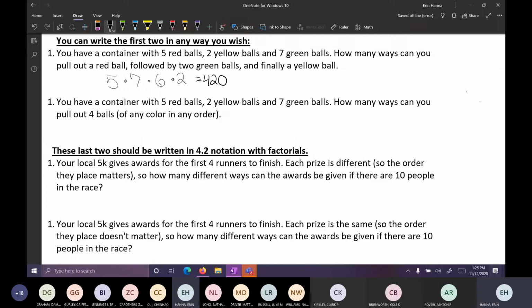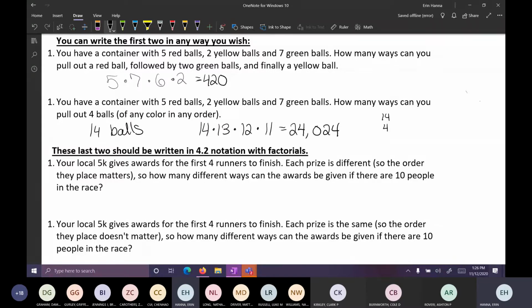For the other one, how many ways can you pull out 4 balls? Well, if you want to think about it in terms of like 4-1 material, there's 5, 6, 7, so there's 14 balls total. And since you don't care about the order or the color, you're just going to do 14 choices for the first, 13 choices for the second, 12 choices for the third, 11 choices for the fourth, which is 24,024. This one, since again the colors and the order don't matter, you're essentially taking 14 choose 4.